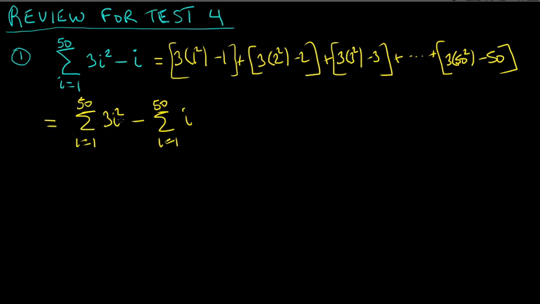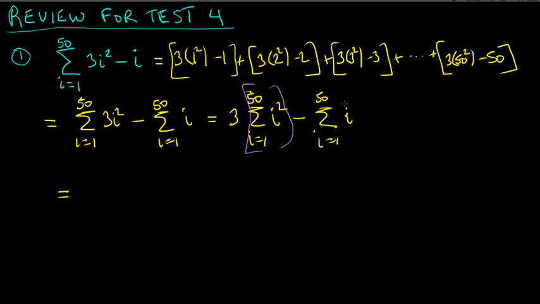If you multiply 3 times the sum, that's just the sum of 3 times the numbers, right? So this is 3 times the sum i goes from 1 to 50 of i squared minus the sum i goes from 1 to 50 of i. And so now there's nothing else to do but just use, right, the sum of these.